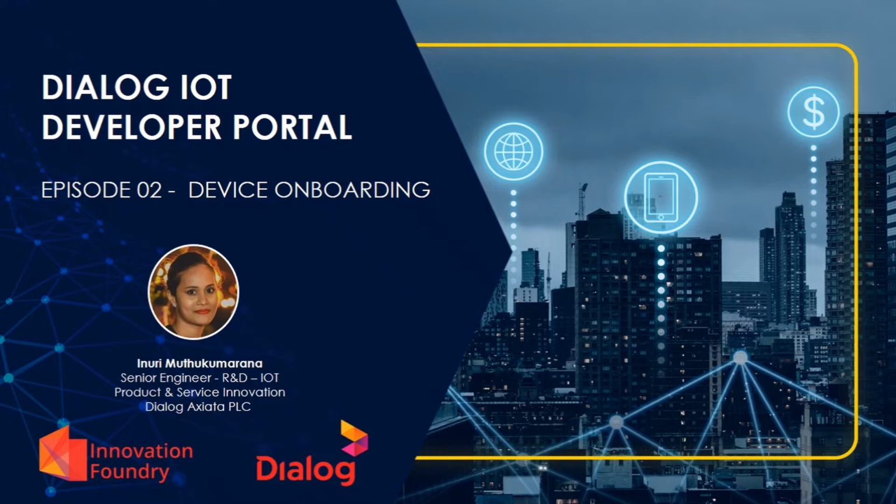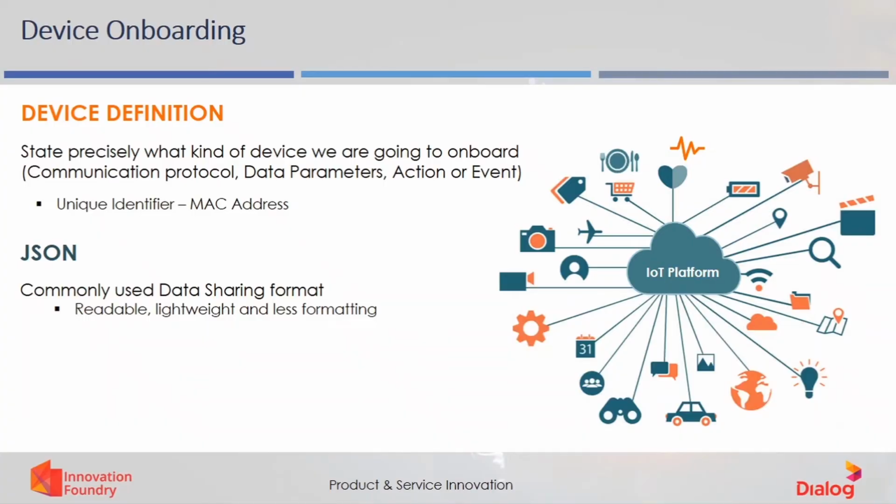I'm Inuri Muthukumarana, and in this episode we are going to explore the basics that you need to know when onboarding a device to Dialog IoT platform. Device onboarding is defining what sort of device that you are going to onboard to the IoT platform. So, basically, it is the blueprint which precisely states the communication protocol, connection type, message format, and data parameters of the device. In our platform, to recognize each device, we use the MAC address as the unique identifier.